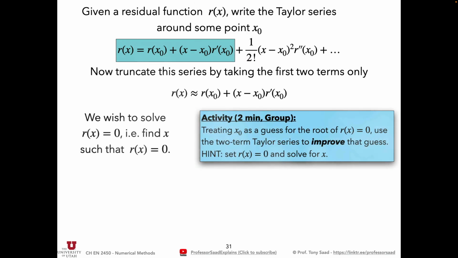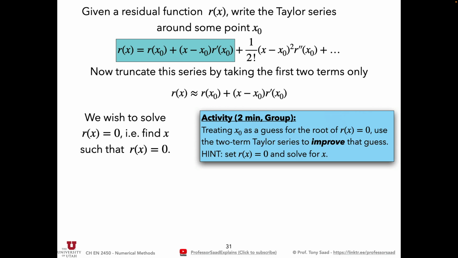So now, take this two-term expansion. Think about this for a minute. Treating x0 as a guess for the root of R of x equals 0, use this two-term Taylor series to improve that guess. And the hint is, set that two-term series equal to 0 and solve for x. And develop a formula that we can iterate on to get to the root. Try it. I want you to try it. These are new ideas in your mind. I cannot sugarcoat them. But if you try them, they will hit home.